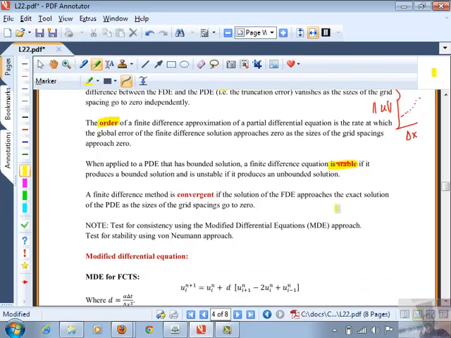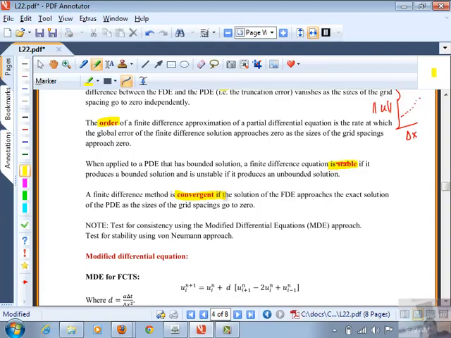And the last concept is convergence. If the numerical approximation approaches the solution of the differential equation as delta x and delta t or delta y goes to zero, then you have a convergent method. So you have a convergent method, you have a stable method, you have a consistent method. These are all the tests that we need to do.